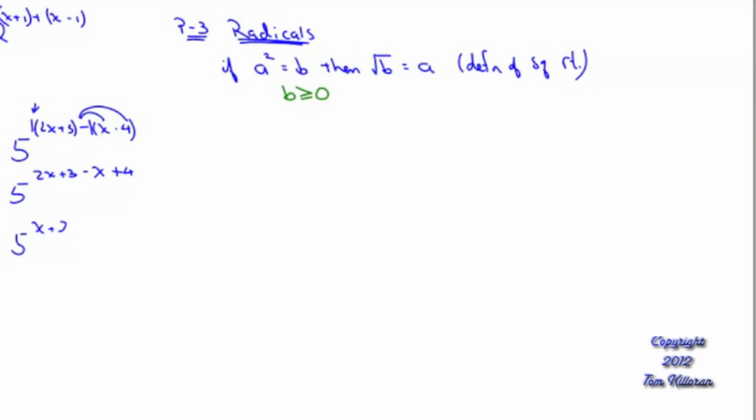Now, if b is positive, then when I take the square root of b, the answer is going to be positive. Why would it change signs? So this also guarantees that a is positive. This is considered a principal root.